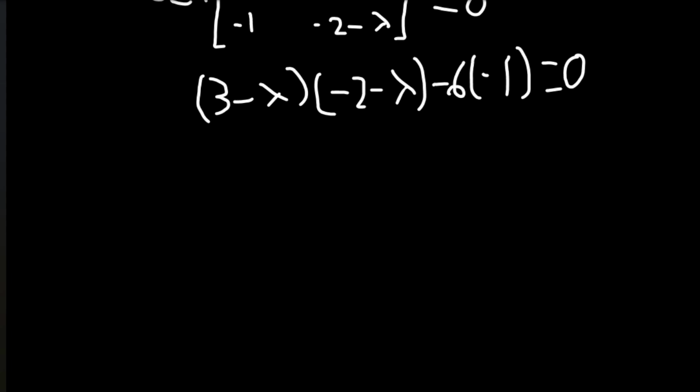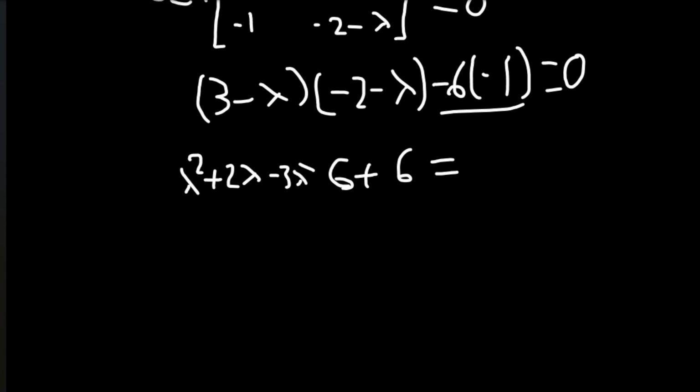And so when we simplify this, we're going to end up foiling. So we're going to have -6 here, and then +2 lambda here, and then a lambda squared here, and then we're going to have a -3 lambda. This is a 6 lambda. And then over here, we're going to have plus 6 equals 0.